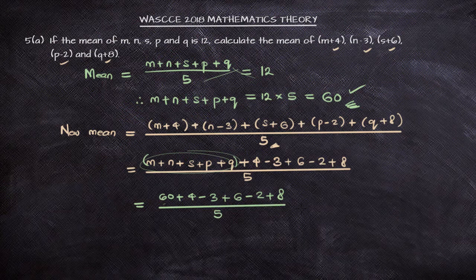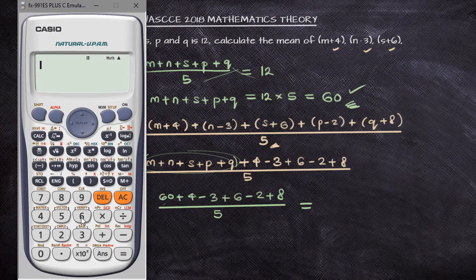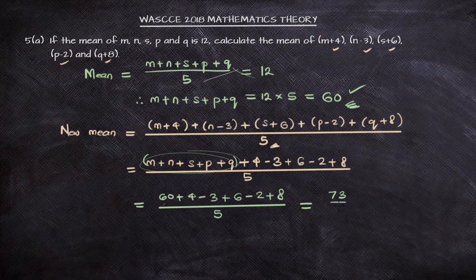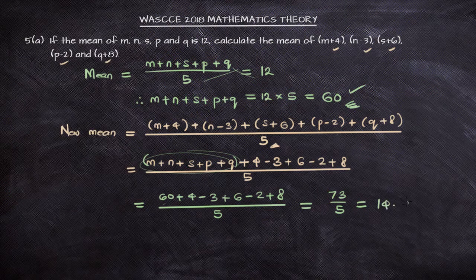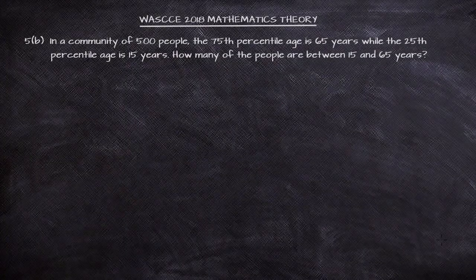Alright, if you are to bring our calculator in, we have 60 plus 4 minus 3 plus 6 minus 2 plus 8. That will be 73 divided by 5, and 73 divided by 5 will yield 14.6. So the mean of these numbers is 14.6. Alright, now our last question in section A.